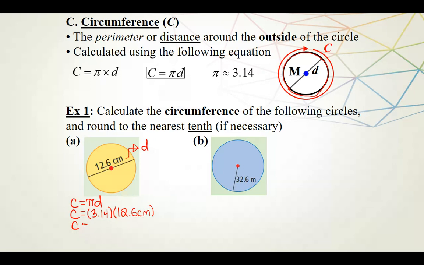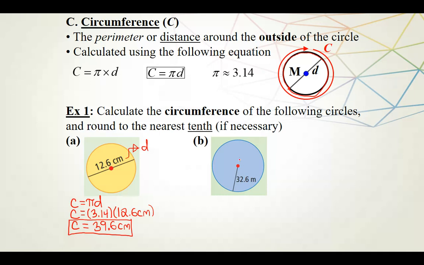And then if we plug this into our calculator, 3.14 times 12.6, I would get 39.564. If I round that to the nearest tenth of a centimeter, I'm going to get 39.6 centimeters. And we'll box the answer. So again, my three-step procedure: step one, write down the equation. Step two, plug the numbers in with units if they have units. And then step three, write down the correct answer, rounded properly with the correct units.